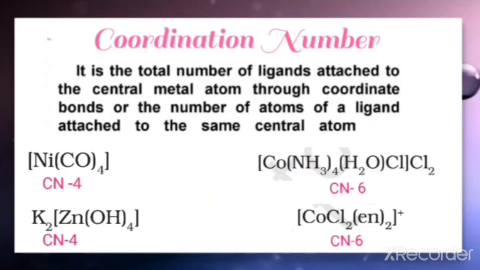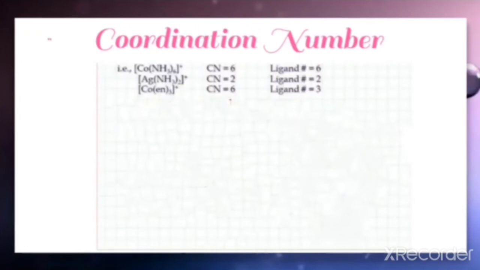The reason here is that En is a bidentate ligand, so you have to multiply 2 with the number of En present. So that can be explained. The coordination number is different from the number of ligands. In some cases, the coordination number is exactly equal to the number of ligands, like in the first case, 6 NH3, as you can see in the formula. Since NH3 is a monodentate ligand, in this case the coordination number is equal to the number of ligands.